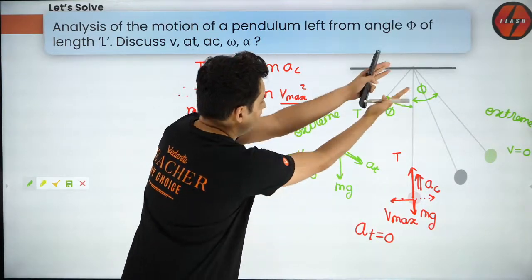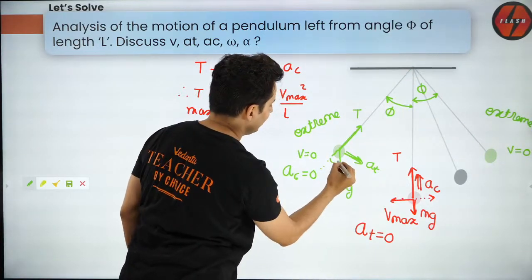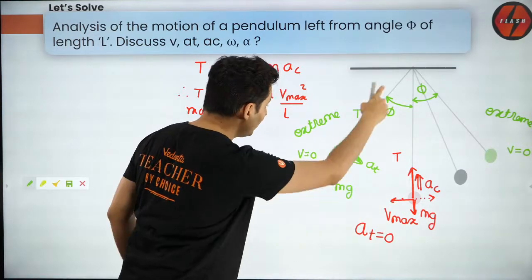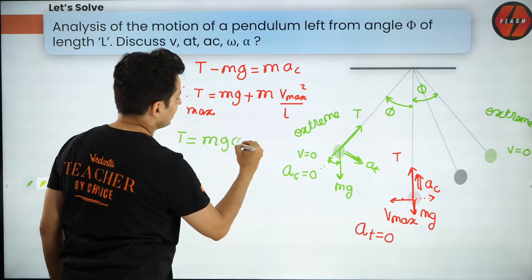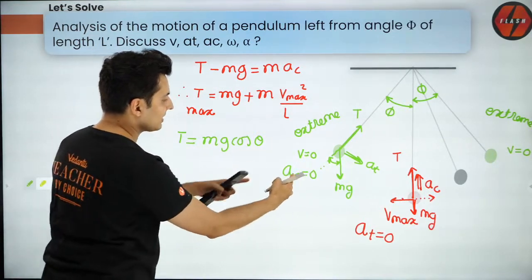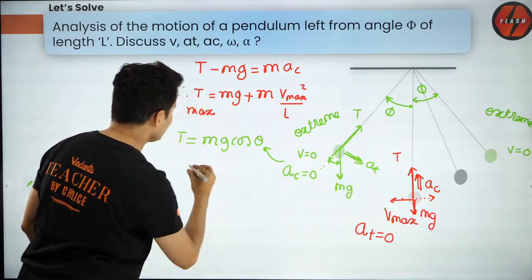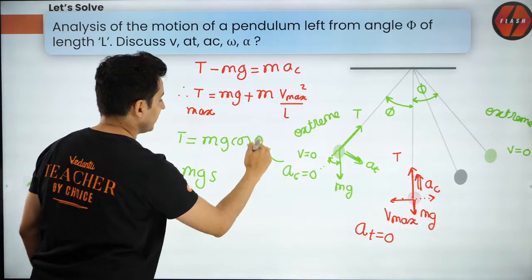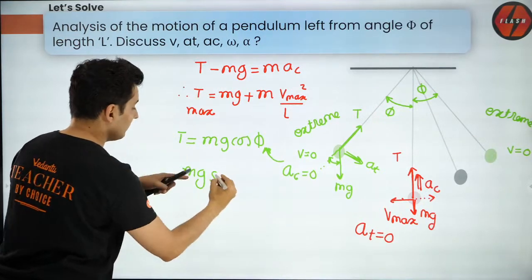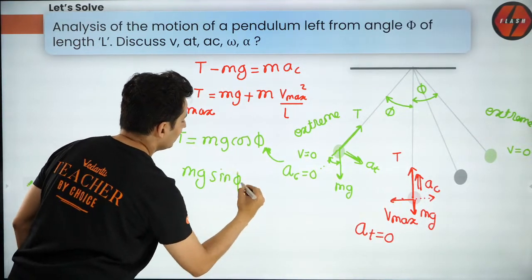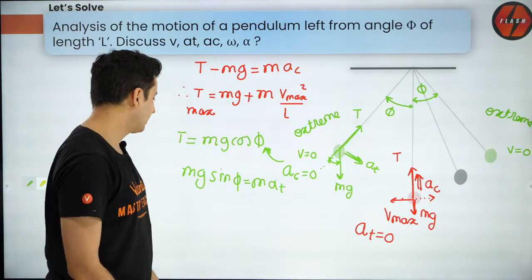So here at this position, understand this angle is again phi. Only over here, tension will be equal to mg cos phi, only because a_c is 0. But in this direction, mg's component, oh sorry, this is not theta, this is phi, mg sin phi will be m into a_t. That is what is important.